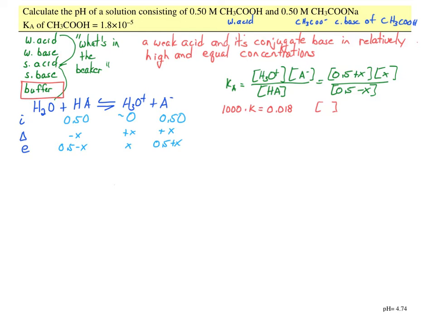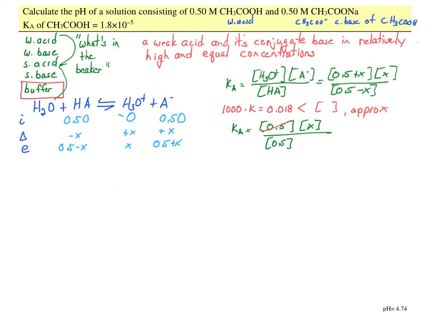Now we look to see if we can make an approximation that will simplify our math. We multiply Ka times 1,000 and compare it to our initial concentrations from which we will either be subtracting or adding X. And in either case, that concentration value is much larger than 1,000 times Ka. Our approximation is therefore okay. This simplifies our math.